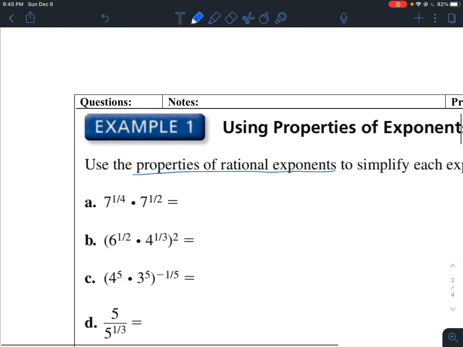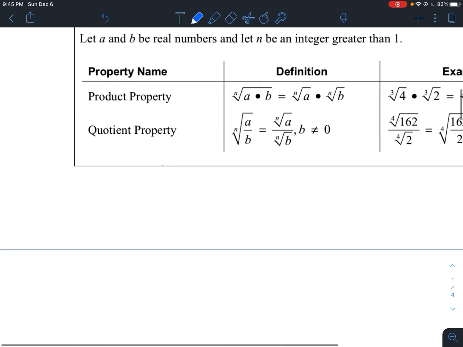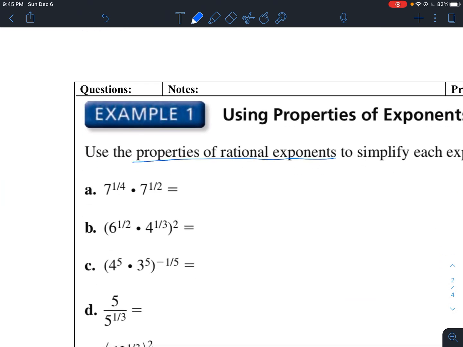That is what we call the product of powers: whenever you have the same base and you're multiplying, you can add the exponents. So a to the power of m times a to the power of n is the same thing as a to the power of m plus n. Here we have a similar base of 7, and you see that they're being multiplied, that's also a key, so now I can just add the exponents.